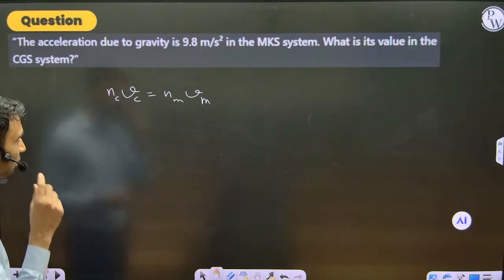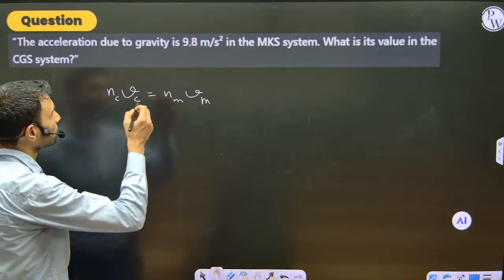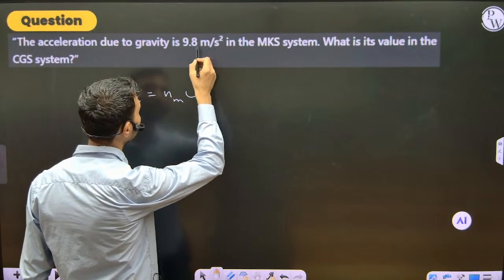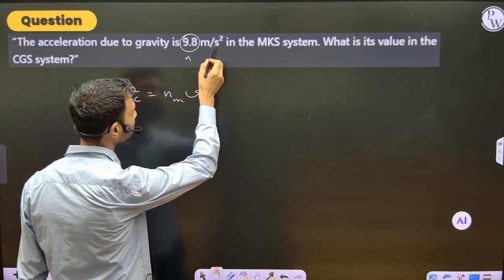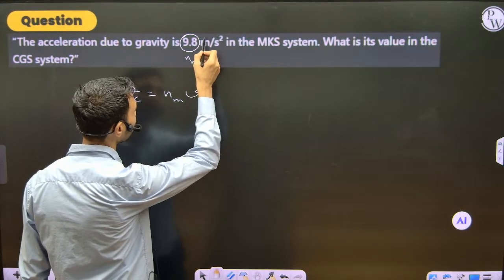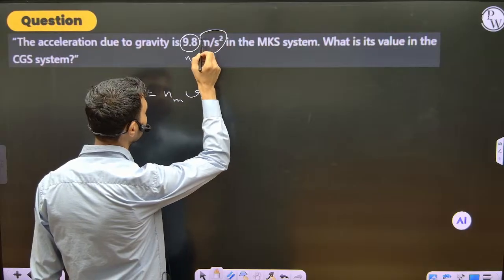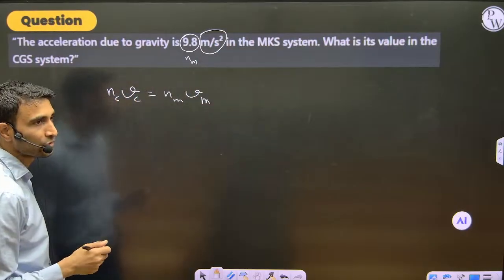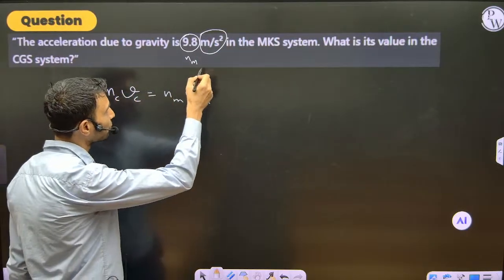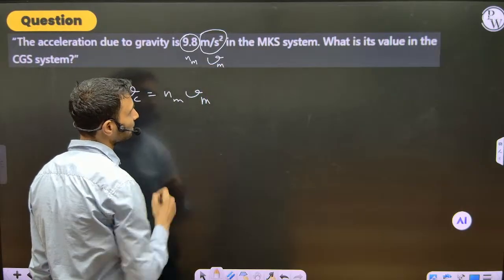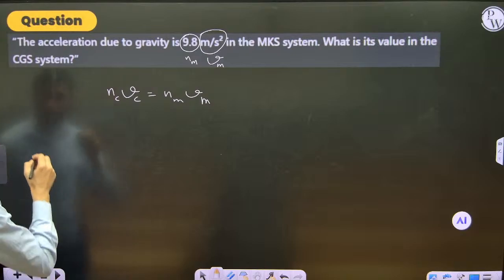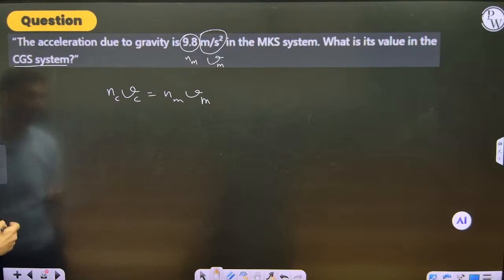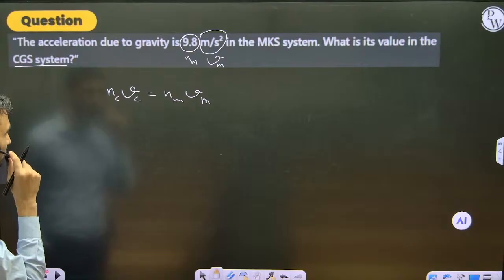And then they have given me 9.8 meter per second square. What is this given? Number written in which system? Meter per second square means MKS. This is given what? Unit. Unit written in MKS system. What is its value in CGS system? Right. So CGS we have to find out.